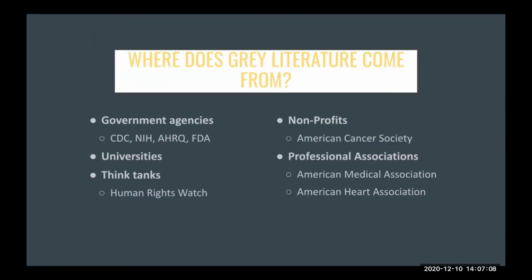So the sources that gray literature can come from can include government agencies like the CDC and NIH, who might produce things like fact sheets and reports. It might come from universities that have institutional repositories where students and researchers publish their work. Think tanks, nonprofits, and professional associations might also produce material that's not formally published in traditional publishing channels like peer-reviewed journals and books.